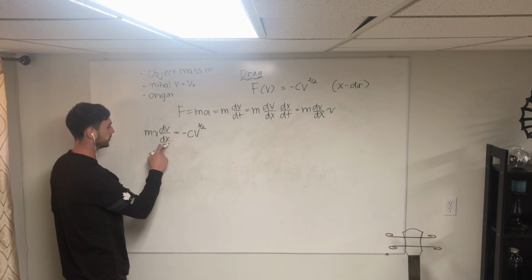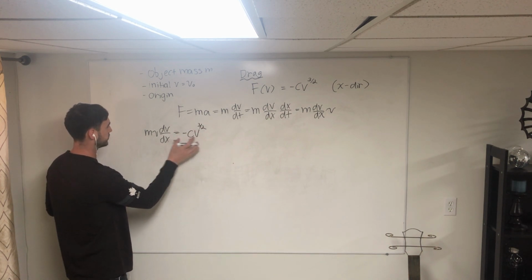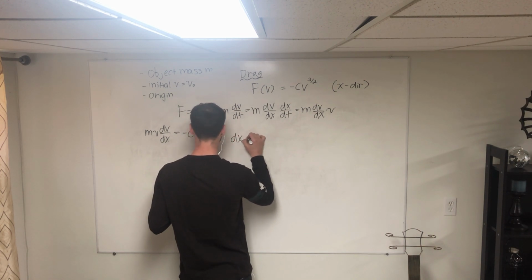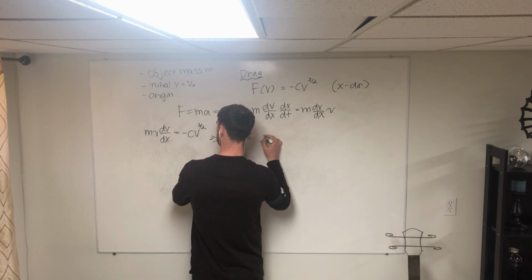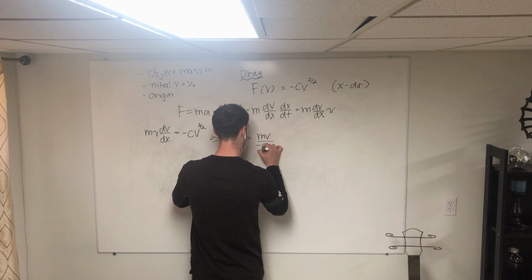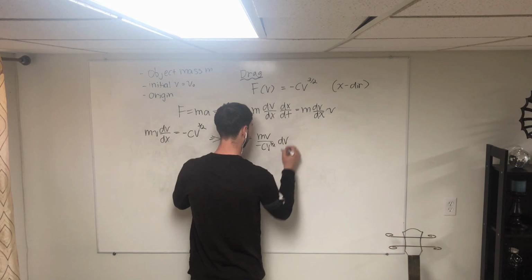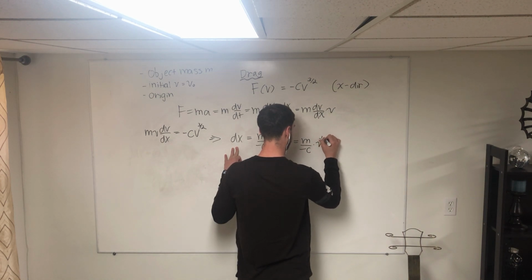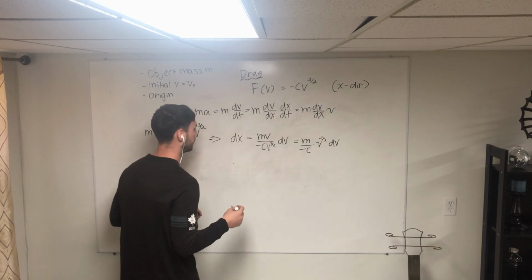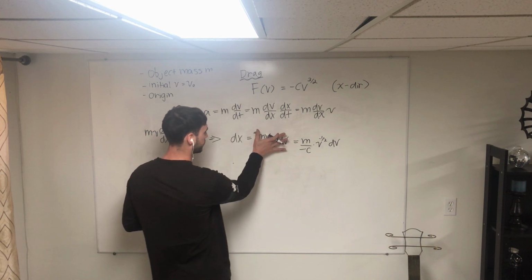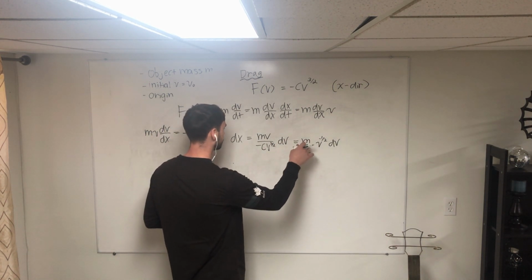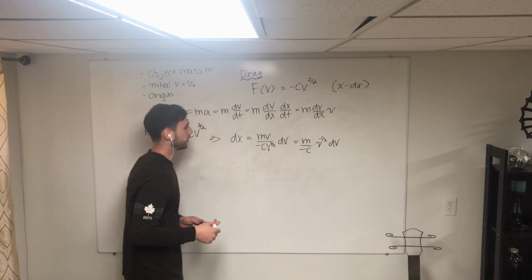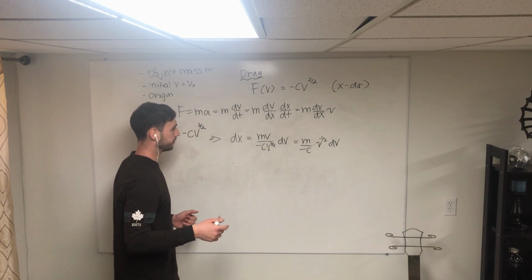Separating the variables, so dx on one side and this entire term with the dv on the other side. So it's going to be dx equals m v over negative c v to the 3 over 2 dv, which equals m over negative c times v to the negative half dv. You could kind of ignore this middle part. It's all equal, but the two little v's will end up forming this v to the negative half, which is 1 over the square root of v.